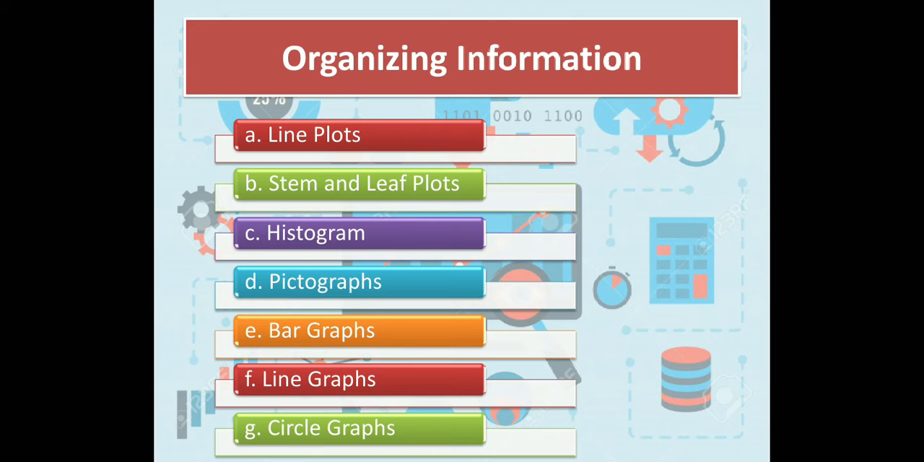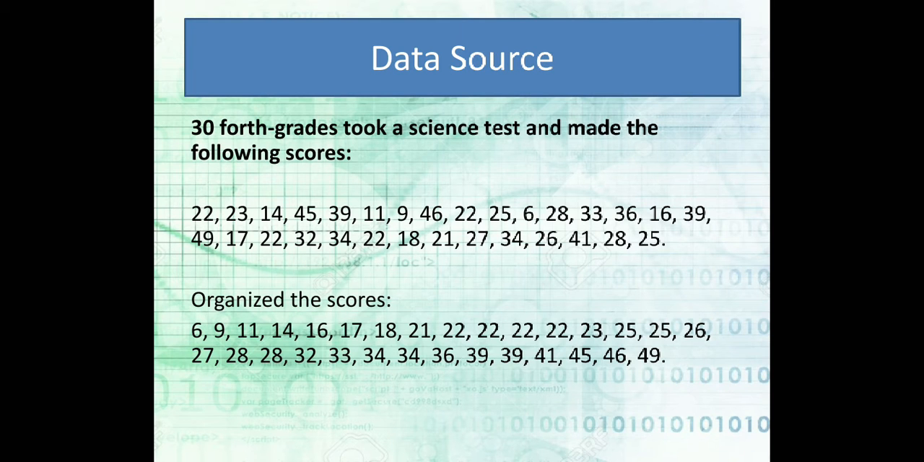In organizing information, we can use line plots, stem and leaf plots, histogram, pictograph, bar graph, line graph, and circle graph. And we will discuss it one by one. But before we organize the information, we must have the data source. So in here, we use a data source of 34 grades that took a science test and made the following scores. Because the scores are disorganized, we must organize them first.